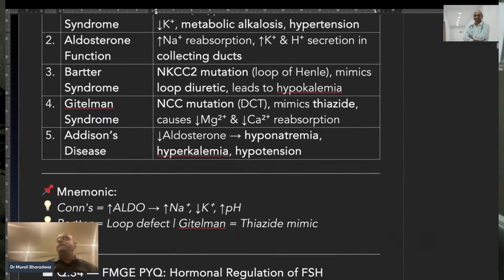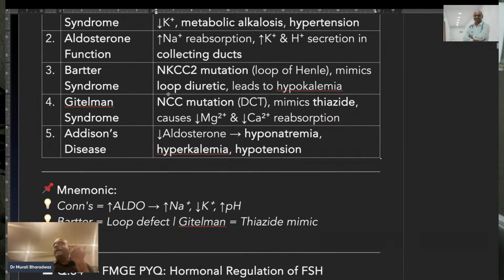Barter, Gitelman. Barter is the NKCC2 mutation in the loop of Henle. Barter is like loop diuretics. Gitelman is like thiazide diuretics, is what you need to remember. And there is a magnesiuria, calciuria in case of Gitelman. Right? Magnesiuria, calciuria in Gitelman.